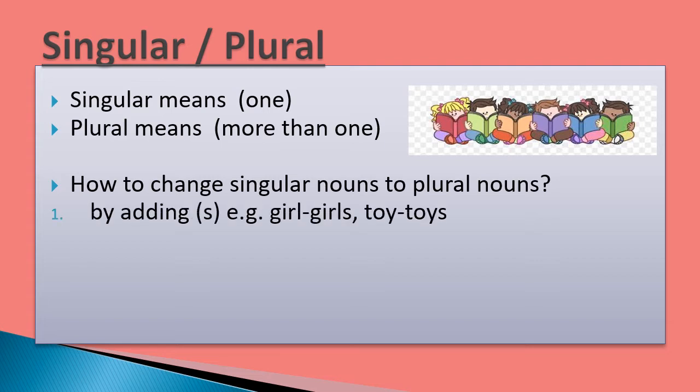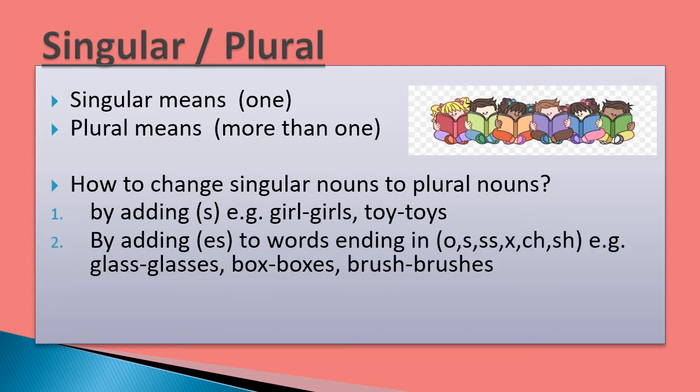How to change singular nouns to plural nouns? For this purpose, we need to follow some rules. First one is by adding s. So, in some nouns, we can change the singular form to plural form by simply adding s to them. For example, girl, girls, toy, toys, book, books.